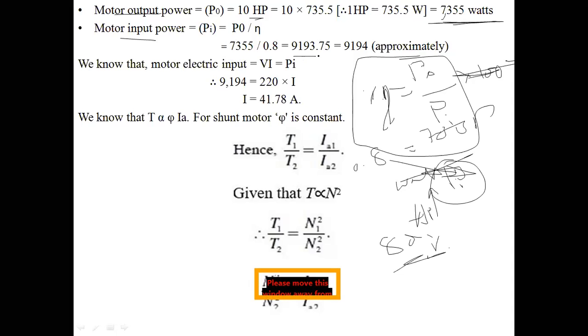That is 9193.75. After the decimal, it is above 5, that's why I have rounded off to 9194, which is an approximate value.